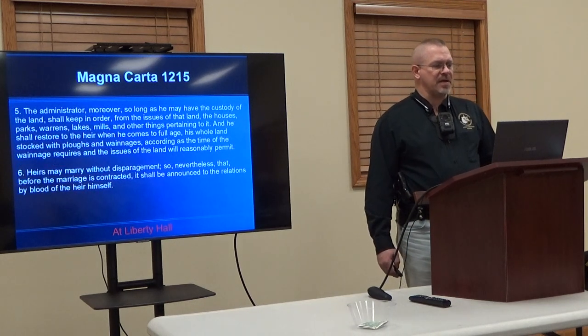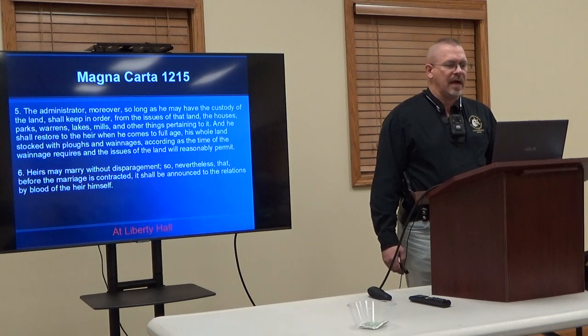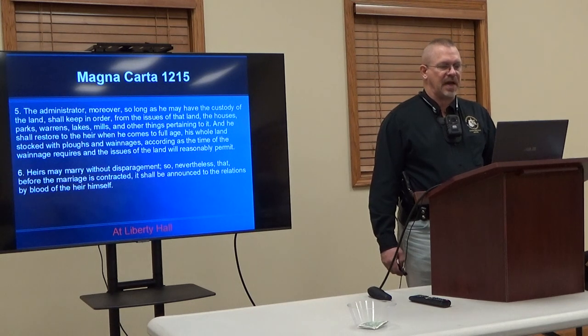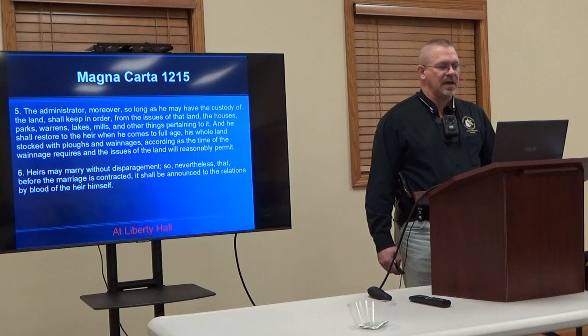5. The administrator, moreover, so long as he may have the custody of the land, shall keep in order from the issues of that land the houses, parks, warrens, lakes, mills, and other things pertaining to it, and he shall restore to the heir, when he comes to full age, his whole land, stocked with plows and wainages, according as the time of the wainage requires and the issues of the land will reasonably permit.